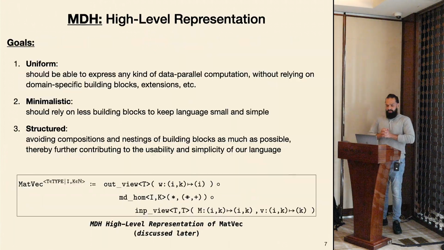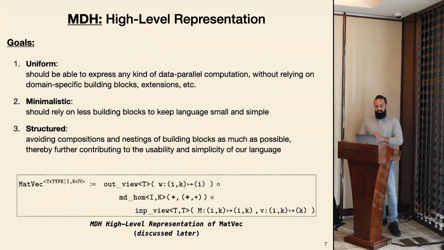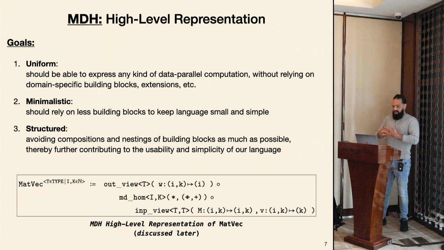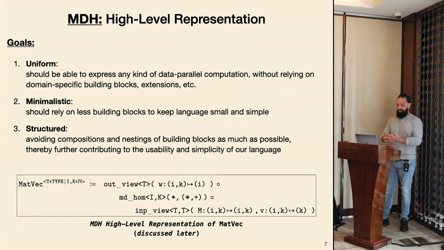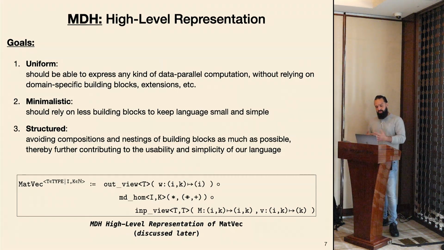So, the MDH high-level representation. While designing our high-level representation, we had three major goals in mind: it should be uniform, minimalistic, and structured. By uniform, we mean it should be able to express any kind of data parallel computation without relying on domain-specific building blocks.